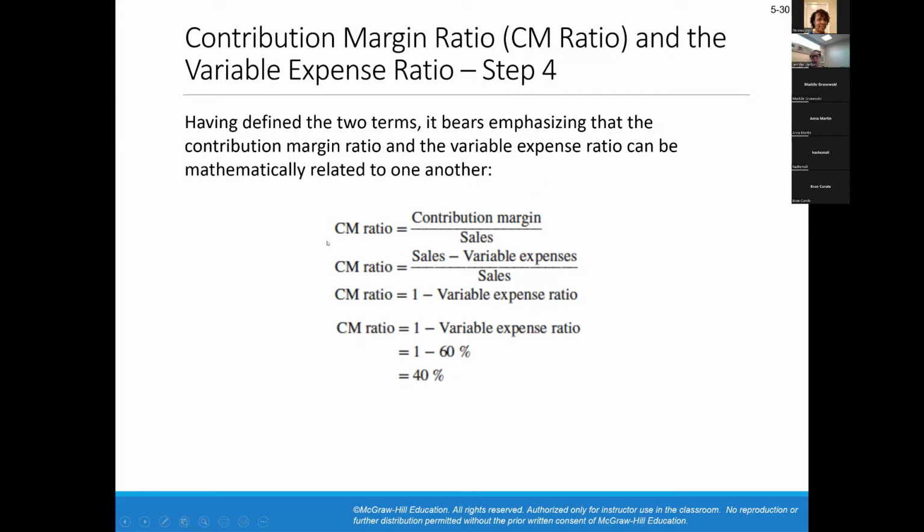This little formula right here in the middle is just breaking out the contribution margin. Contribution margin is sales minus variable expense. So it's not a different formula, it's the same thing. It's just that on this top one, they put contribution margin, and this one, they broke it out. So contribution margin is sales minus variable expense. Or you could do it this way for your contribution margin ratio calculation: just do 1 minus the variable expense ratio, if you have that.